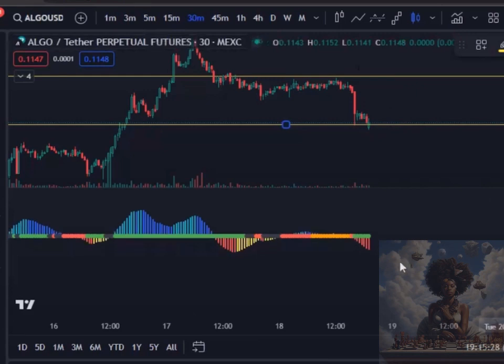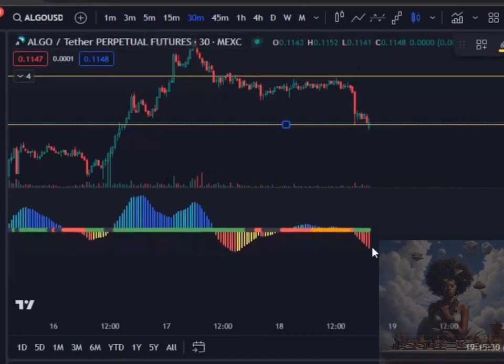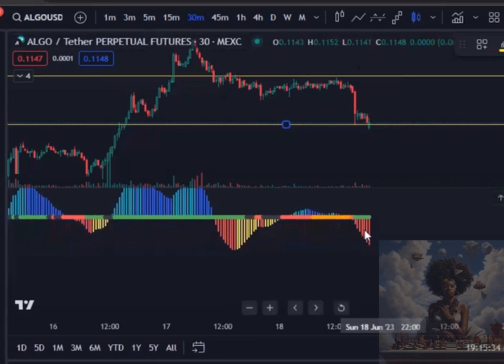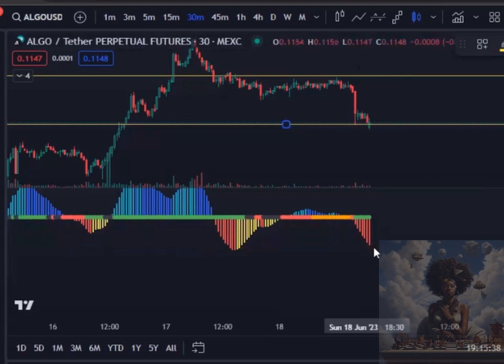Looking at the histogram, we know that the TTM squeeze is starting to open. It is opened up, and we know that the sellers are in. So we could see way more selling pressure before we see buying pressure because we don't see any yellow forming yet.